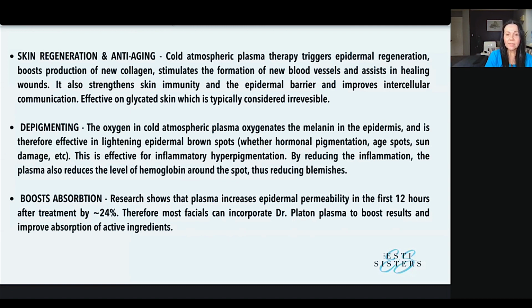And then also, like I said, it also helps to boost absorption. So this means that it's going to increase the product penetration post treatment. That's why we like to do it at the beginning of any treatment, by 24% over the next 12 hours. Now, this has come up in the group.